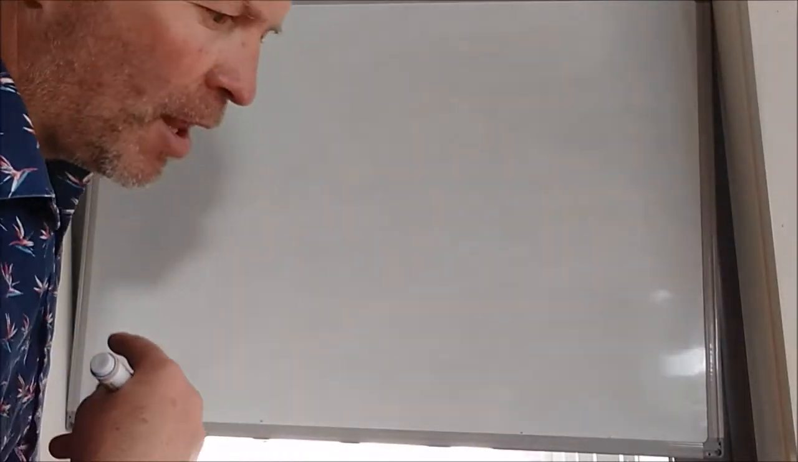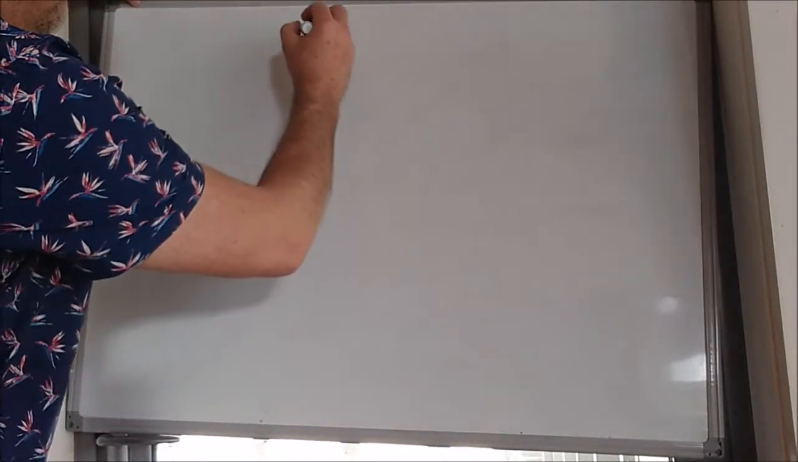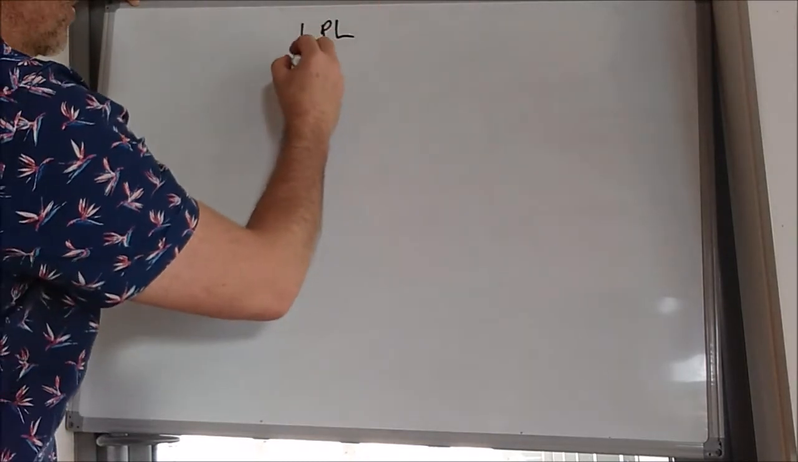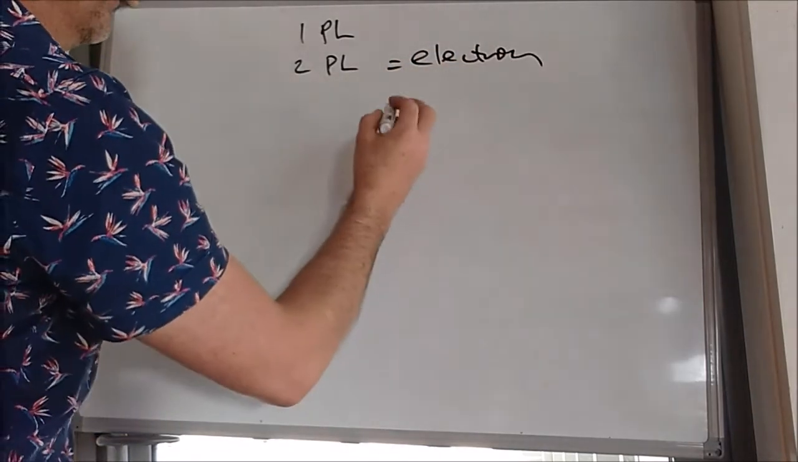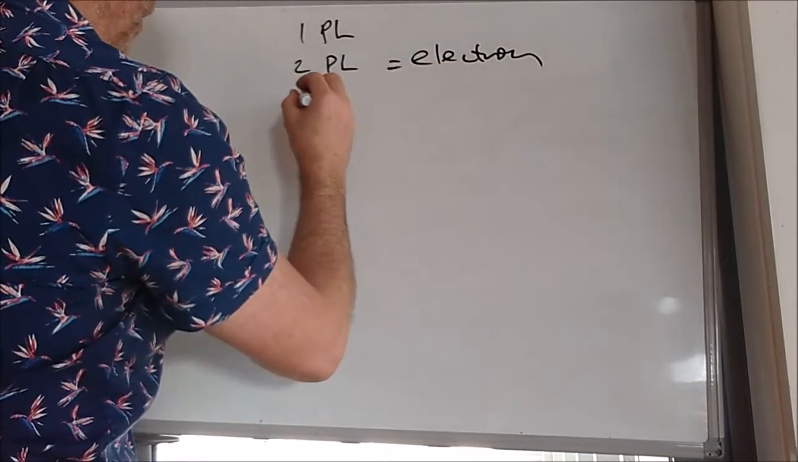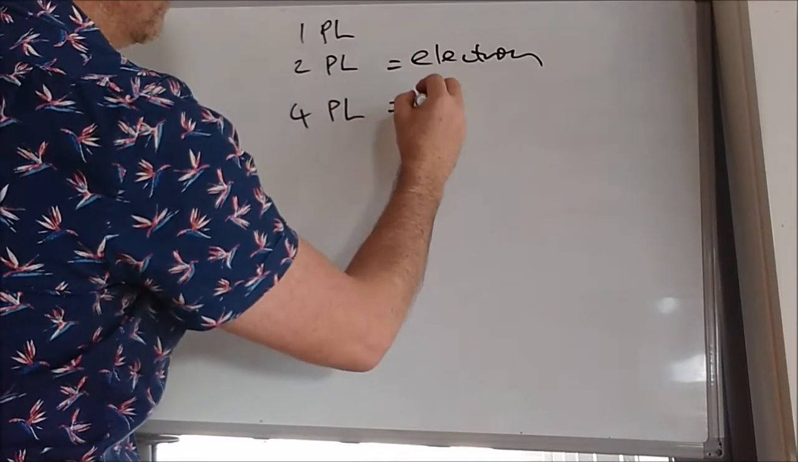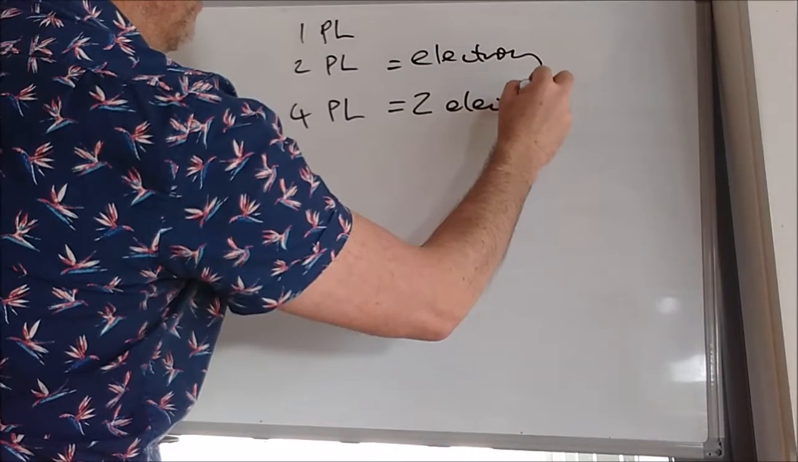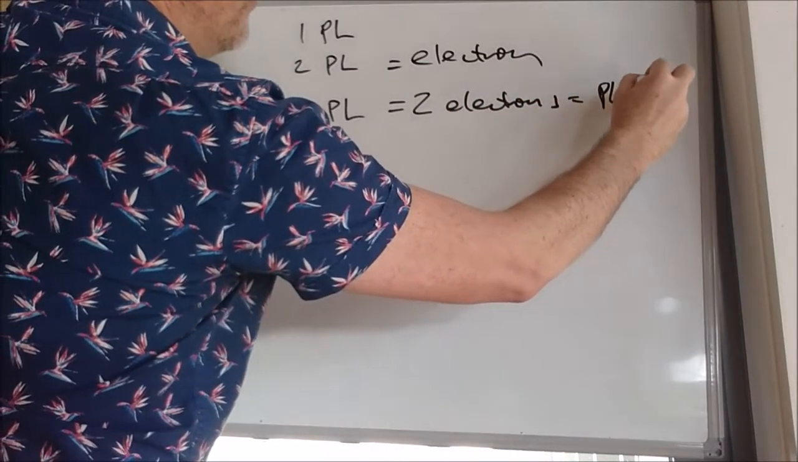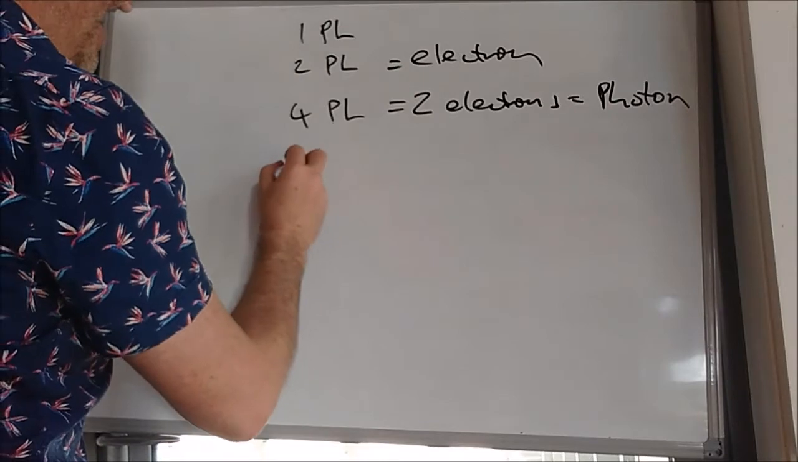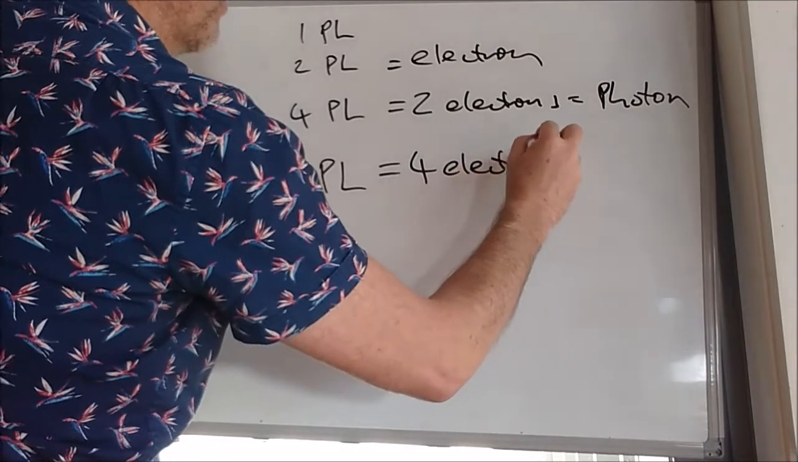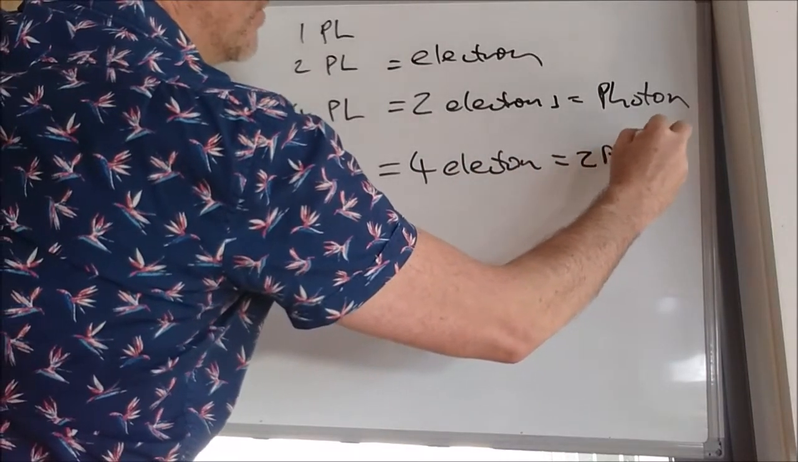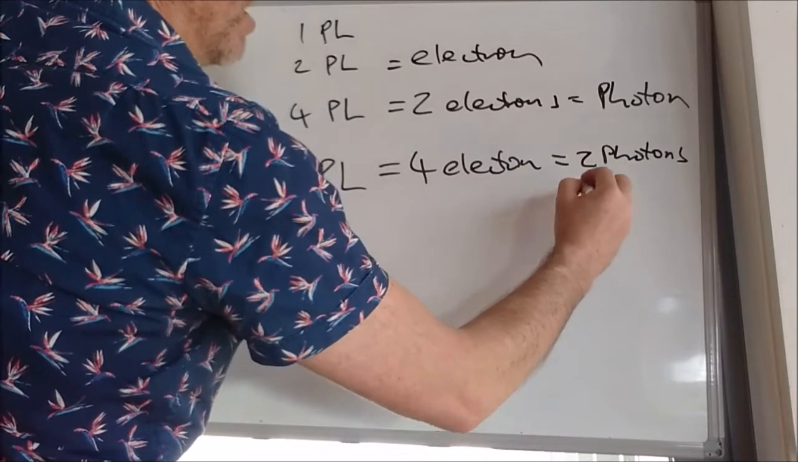Okay, so let's look at the inverse relationship that's present. One Planck length, two Planck lengths equals an electron. Then we have four Planck lengths equals two electrons, which equals a photon. Then we have eight Planck lengths equals four electrons, which equals two photons, which equals hydrogen.